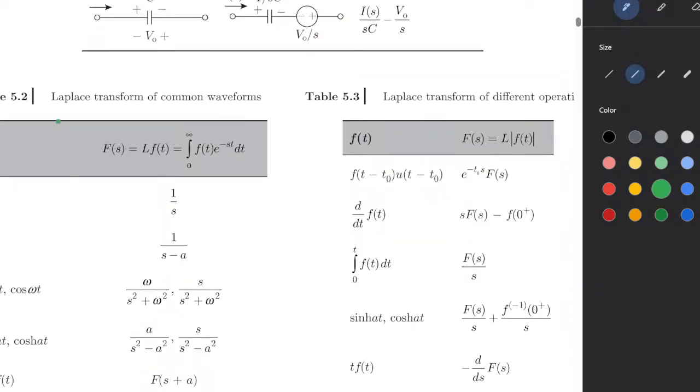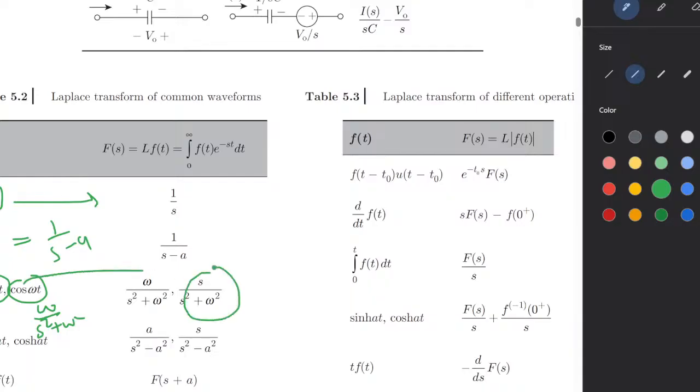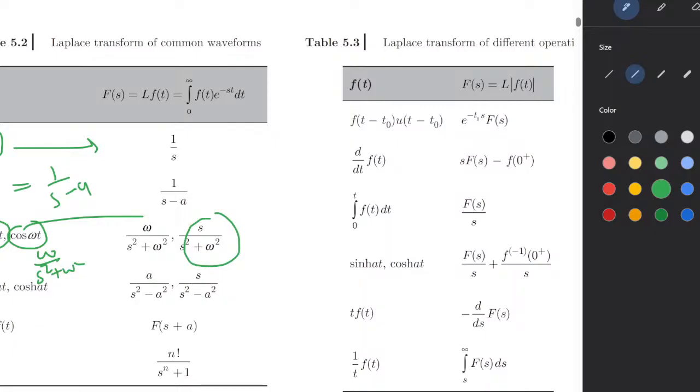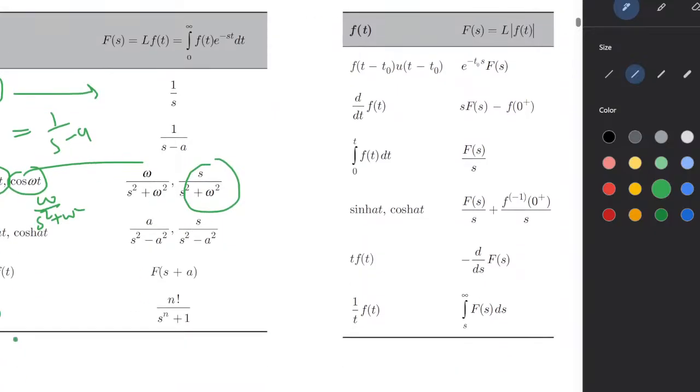In the Laplace transform, the transform of the unit function is 1 by s. If it is e to the power of something, we can write 1 over s minus a. For the Laplace transform of sin omega t, we write omega over s squared plus omega squared, and for cos, we write s over s squared plus omega squared. For t to the power n, it is n factorial by s to the power n plus 1.